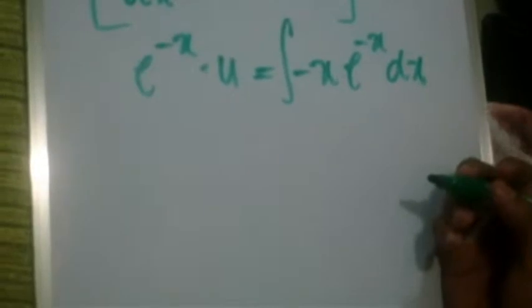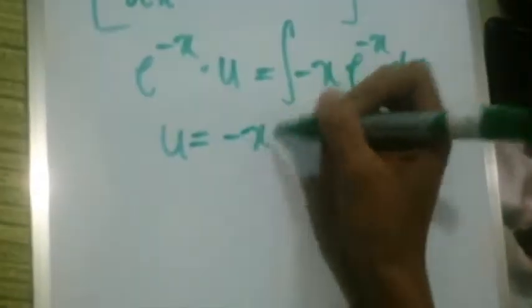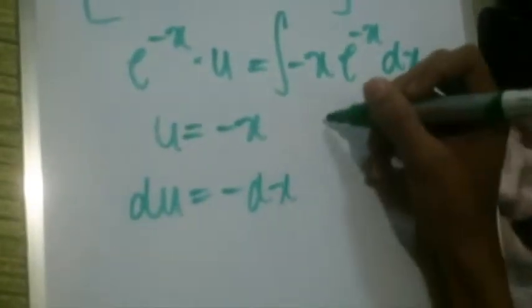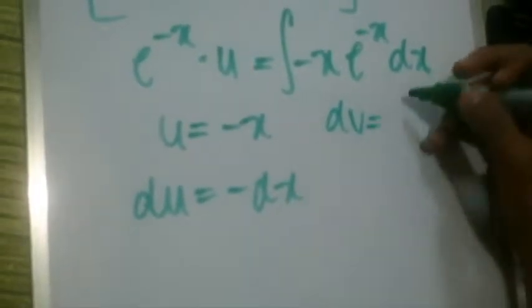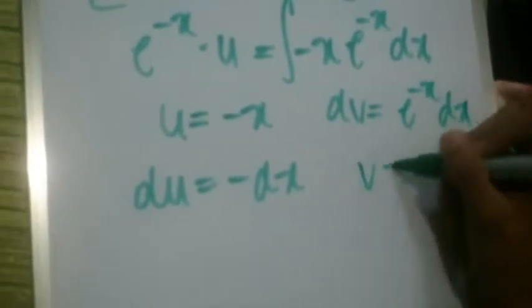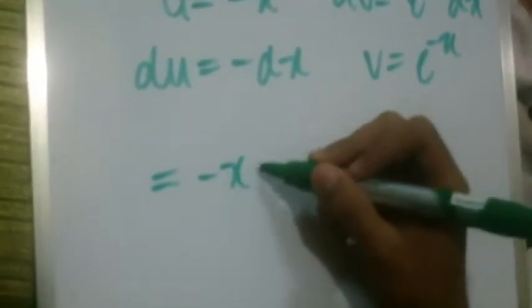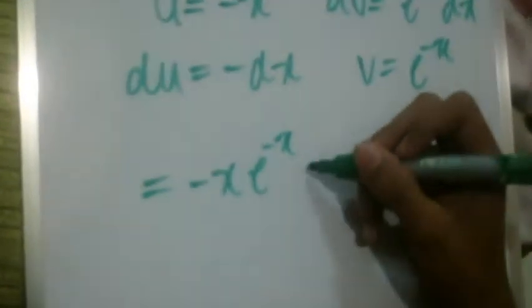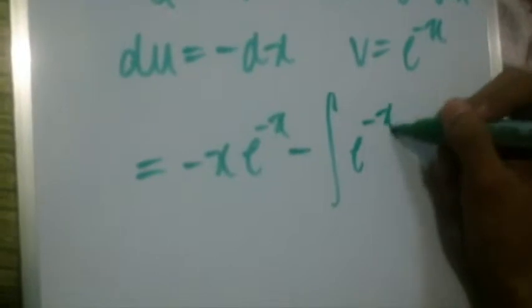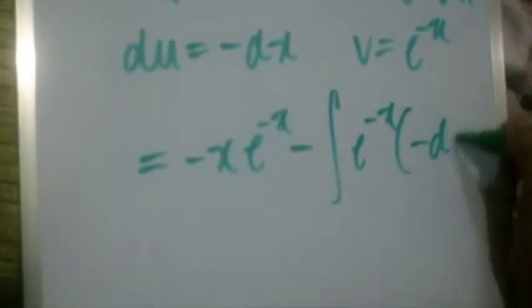We use integration by parts. u is equal to negative x, du equal to negative dx. dv is equal to e to the negative x dx. v is equal to e to the negative x. uv, which is negative x times e to the negative x, minus integral of v du, e to the negative x times negative dx.